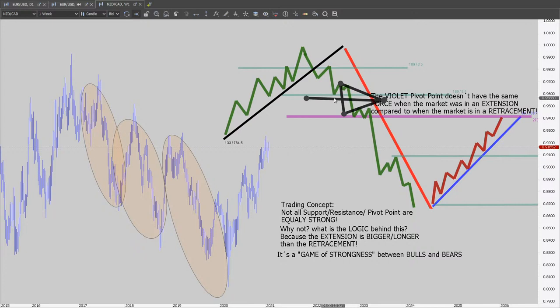Okay, everybody, so the valid pivot point doesn't have the same force when the market is in extension compared to when the market is in a retracement. So, next question, everybody: where is the pivot point stronger? In an extension, in this example, or in a retracement? Where is the pivot point stronger?